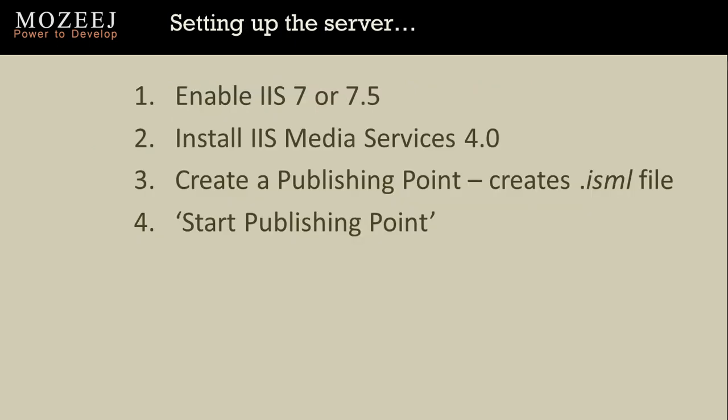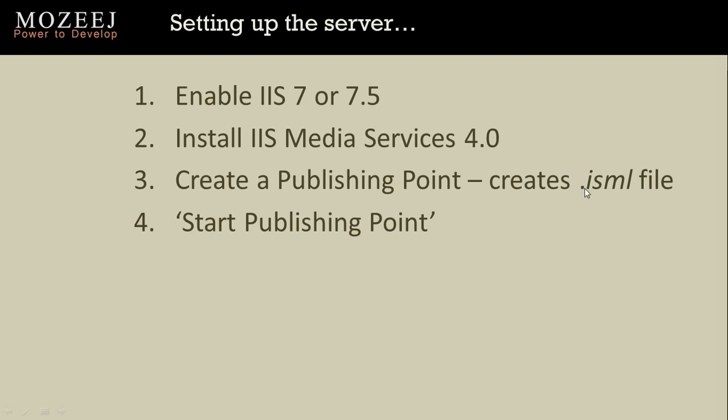Next, let's go to setting up the IIS server. Windows Vista is supposed to have IIS 7, and Windows 7 is going to have IIS 7.5. If you do not have IIS installed on your system, you have to enable these services from the Control Panel, and I'll be showing how you can do it. Thereafter you'll need to install IIS Media Services 4, which is also a small and free piece of software from Microsoft. Then you have to create a publishing point, which creates an ISML file that you can channel all these encoded videos into for caching or storing on the server.